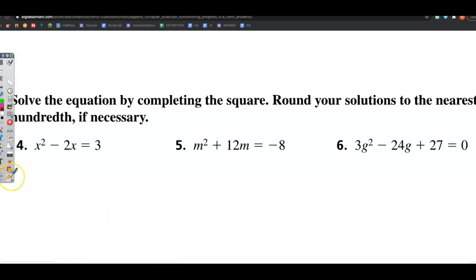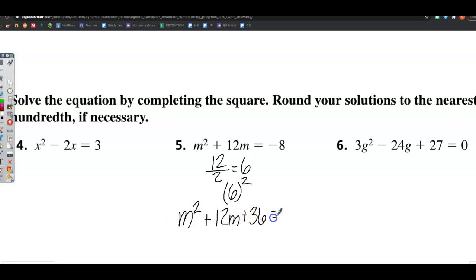All right. I have some weird numbers for the next one. Dylan, you got the next one. What'd you do first? So first, what I did was divide 12 by 2. And you got what? 6, then you square 6, which is 36. So you did m squared plus 12m plus 36 equals -8. Then you minus... If I add 36 to this side, I have to add 36 to this side. Oh, I forgot to do that. Okay.